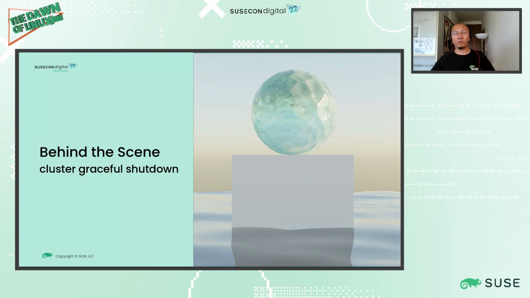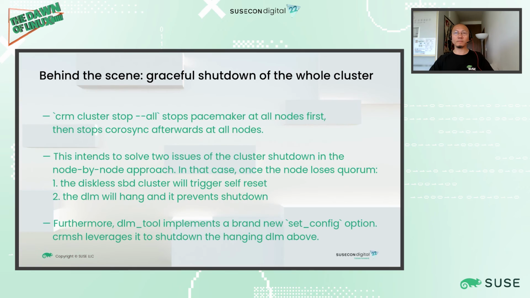And now those are the complexity improvements in the bootstrap. Now we're getting to another major improvement of crm shell: shutdown. So to improve the cluster graceful shutdown procedure, let's get into some details.